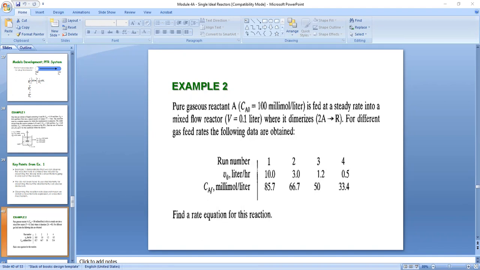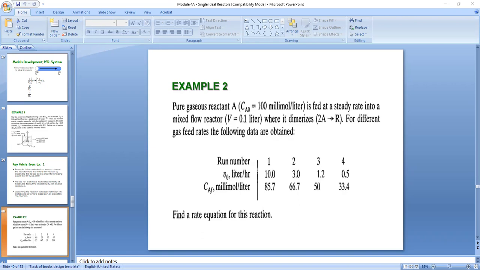So we have here a pure gaseous reactant A with an initial concentration of 100 millimole per liter, which is being fed at steady state rate into a mixed flow reactor of volume 0.1 liter. Now, it dimerizes according to the stoichiometric equation 2 moles of A forming 1 mole of R. For different gas feed rates, the following data are observed. So, for different V sub O, the gas feed rates here are the volumetric flow rates.